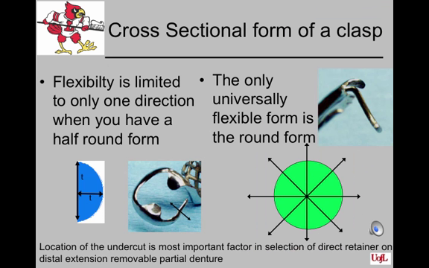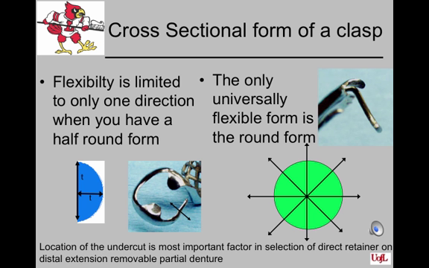The cross-sectional form of a clasp affects flexibility. The cast circumferential clasp has a curvature in more than one spatial plane. It has less flexibility than the wire clasp, which can have universal flexible form as shown on the right illustration. All those arrows are the directions in which a wire clasp can flex.